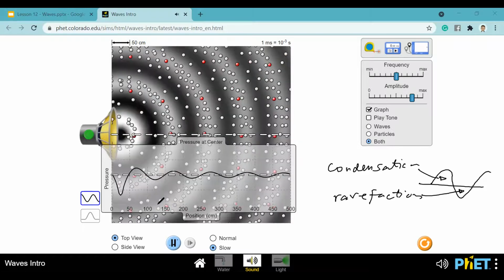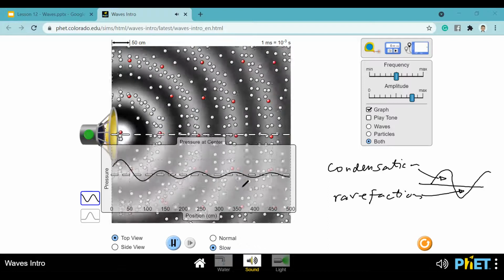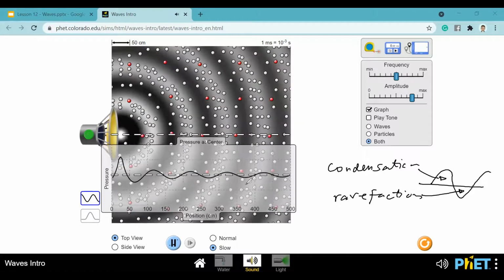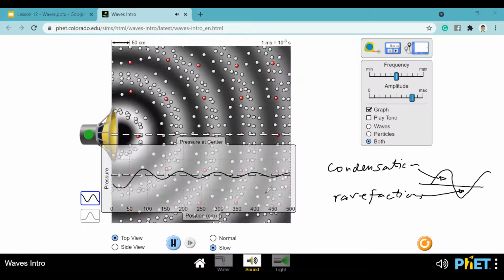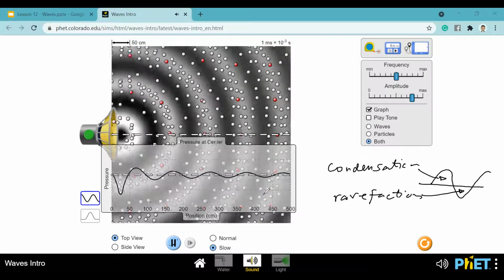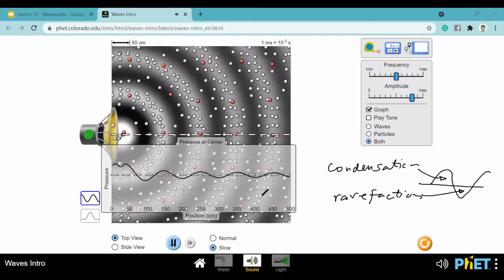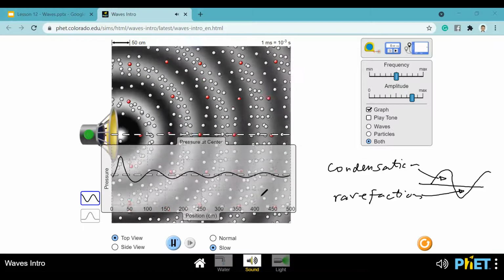So the graph shows that the air pressure varies sinusoidally along the length of the tube, or along the length of the space. The graph also shows the pressure amplitude of the wave, which is the magnitude of the maximum change in pressure measured relative to the undisturbed or atmospheric pressure.